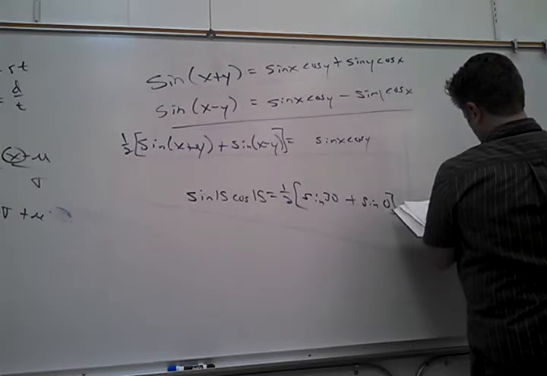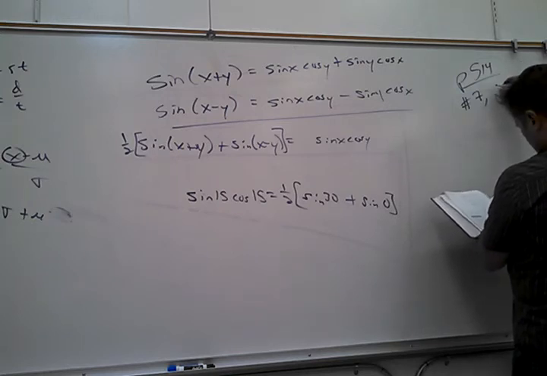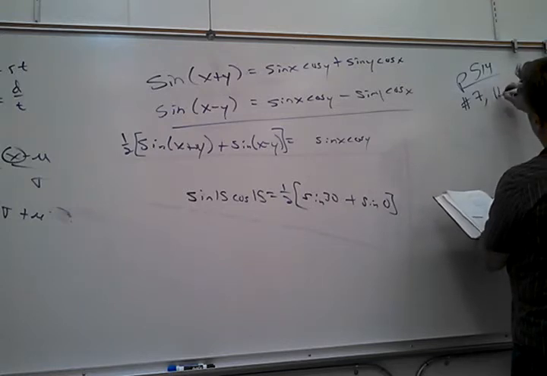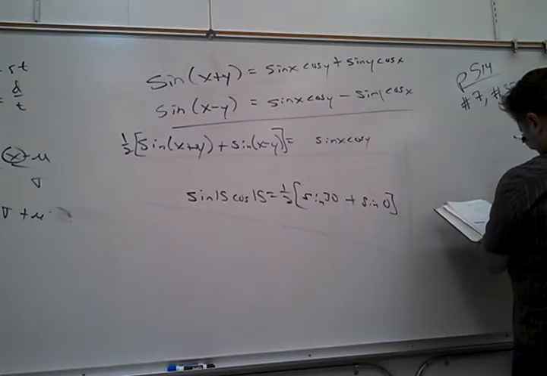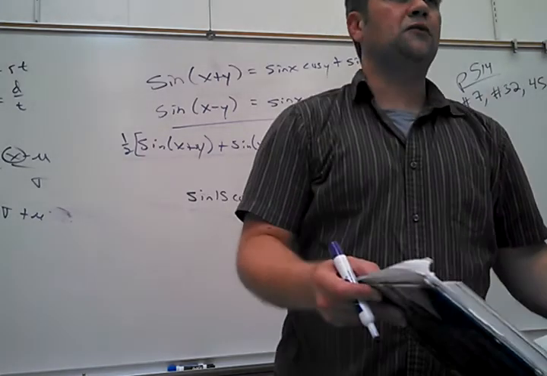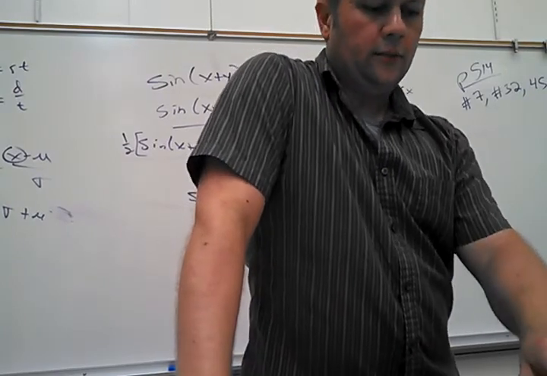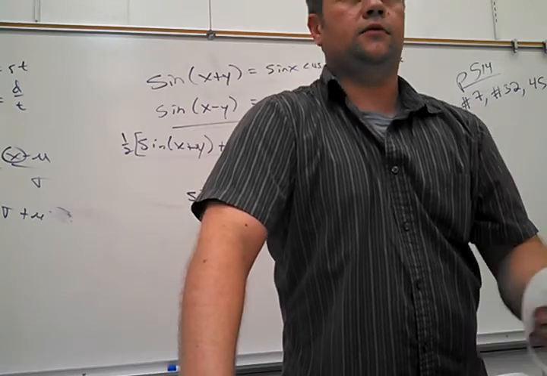Number 7. Number 32. And something you should have expected, starting at number 73, is this section's prove the identity problems.